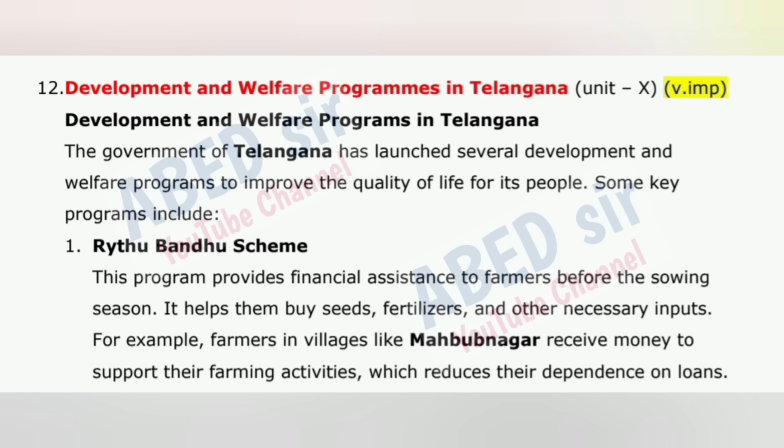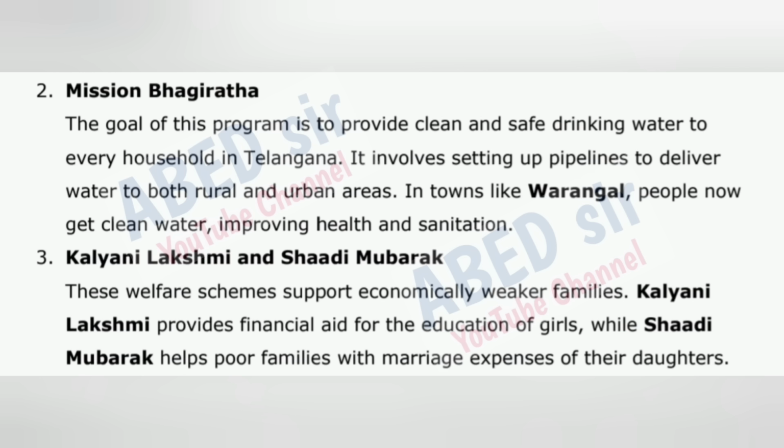For example, farmers in villages like Mahbubnagar receive money to support their farming activities, which reduces their dependence on loans. 2. Mission Bhagiratha. The goal of this program is to provide clean and safe drinking water to every household in Telangana. It involves setting up pipelines to deliver water to both rural and urban areas. In towns like Warangal, people now get clean water, improving health and sanitation.